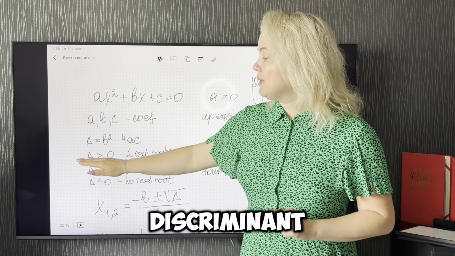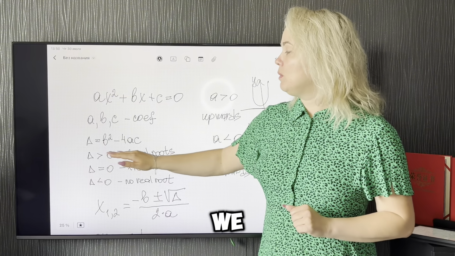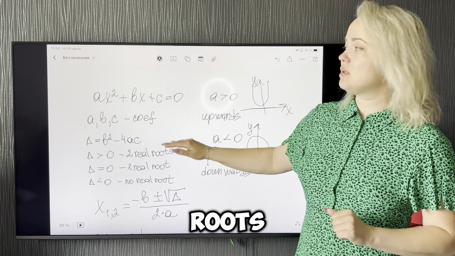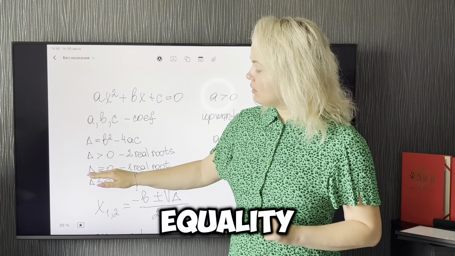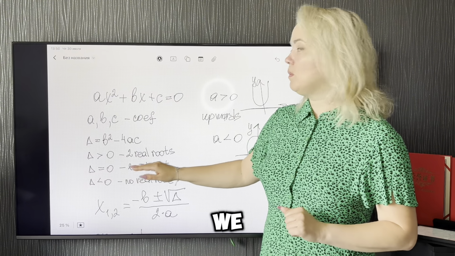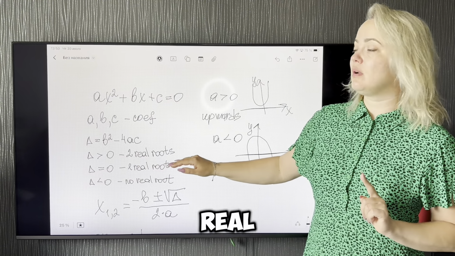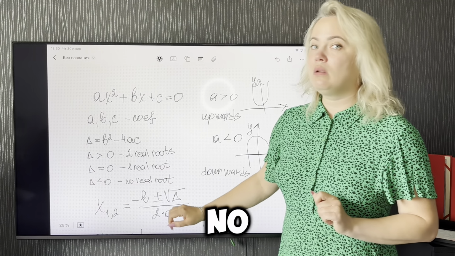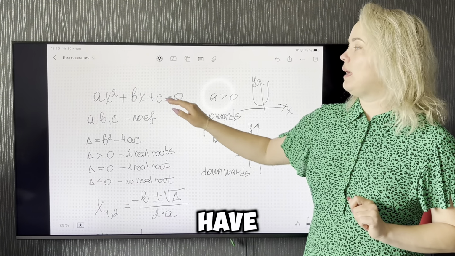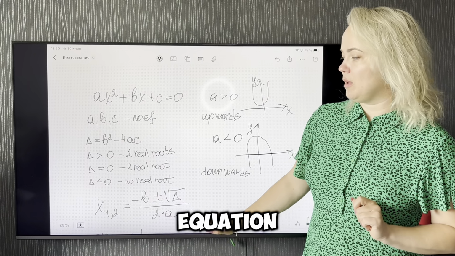So if the discriminant is more than 0, we will have two real roots of the equation. When it is equal to 0, we will obtain only one real root. And when our discriminant is less than 0, our initial quadratic equation will have no real roots.